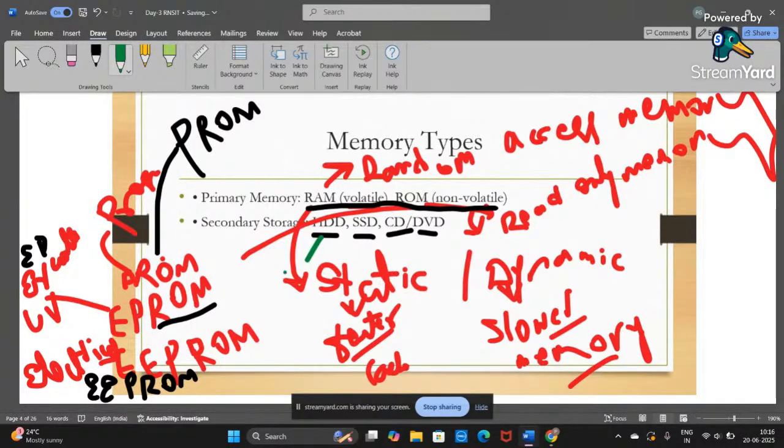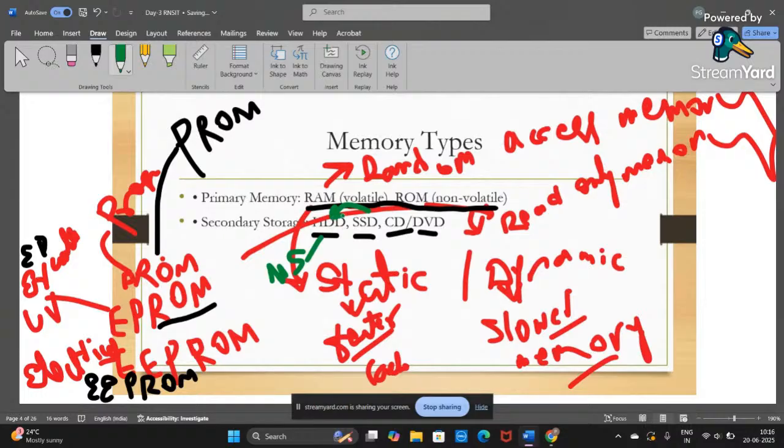This is magnetic storage. Remember that HDD is a magnetic storage. It has a large capacity up to TB, but it is slower than SSD.